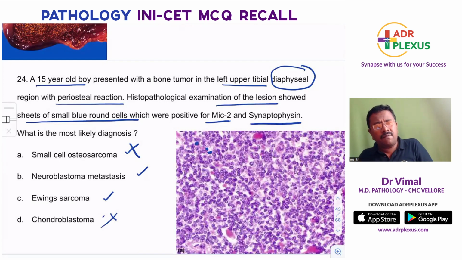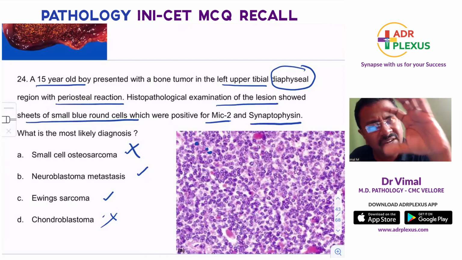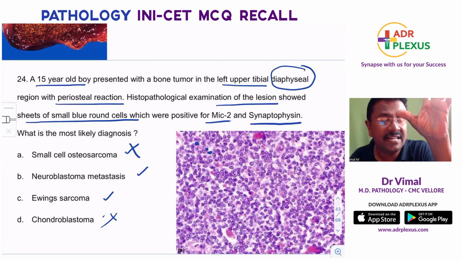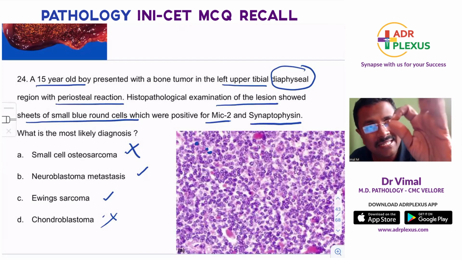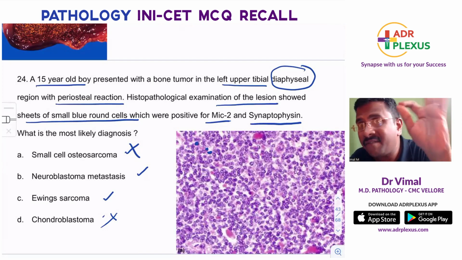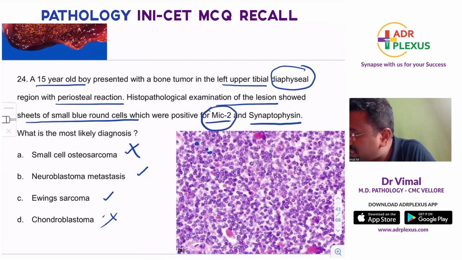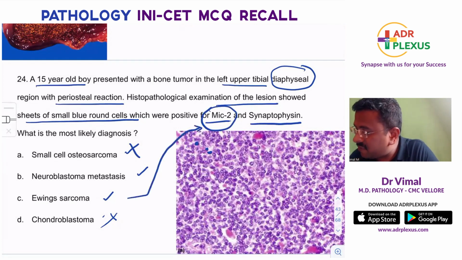So many of you will be now confused between these two options, Ewing sarcoma and neuroblastoma metastasis. But please remember, the small blue round cells, in the case of this 15-year-old boy, common things are common. Okay, so please keep in mind, diaphyseal region. The examiner has given you clearly it is a diaphyseal region. So diaphyseal region, periosteal reaction, 15-year-old boy, in the background of small blue round cells, first thing you will be thinking of is Ewing sarcoma. Yes, Ewing sarcoma, MYC2 positivity. This is confirmed by MYC2 positivity.